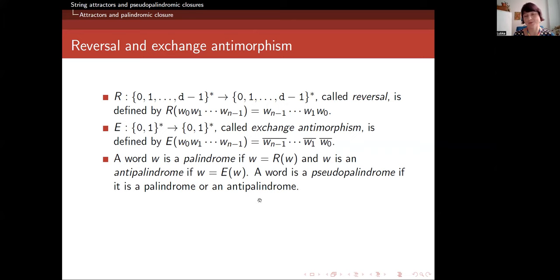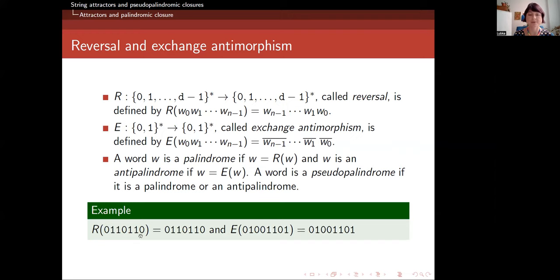So now some illustrations. If you take this word over a binary alphabet, you can see that it stays the same if you read it backwards. So it is a palindrome. And here, if you take this word and read it backwards and change each one to zero and each zero to one, then you obtain 0100101. So you obtain this word. And yes, it is the same one. So it is an antipalindrome.